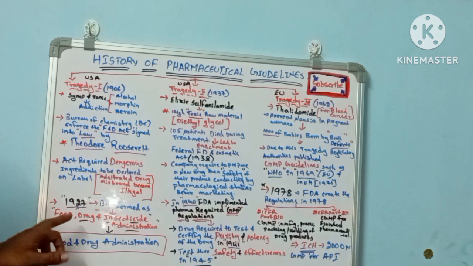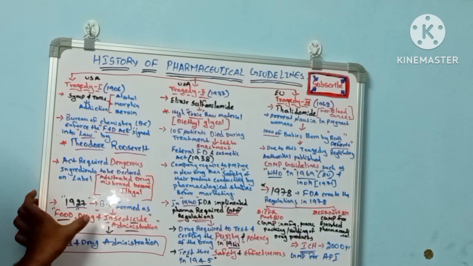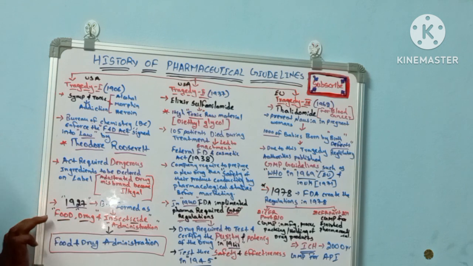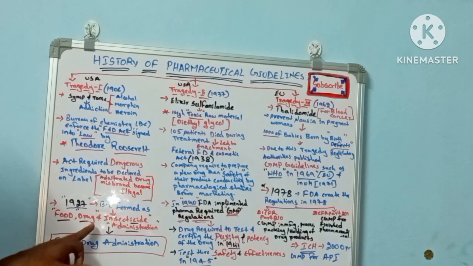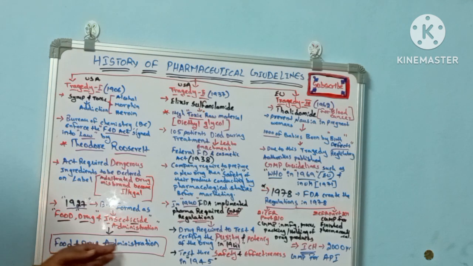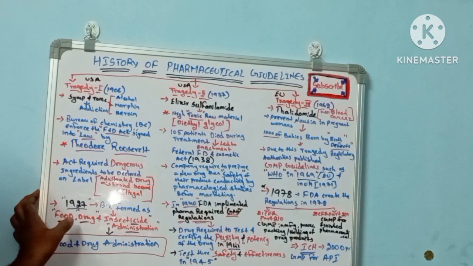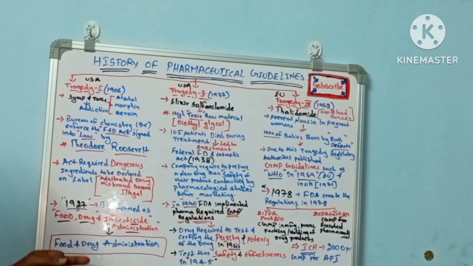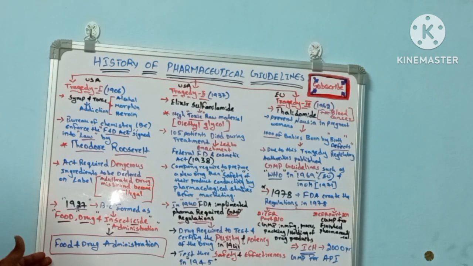In 1927, what happened? The Bureau of Chemistry was separated to form a team called the Food, Drug and Insecticidal Administration, FDIA, for monitoring purposes. After some years, it became the Food and Drug Administration, which we are discussing now. It was formed like that: from 1927 they formed the FDIA, and after some years it became the Food and Drug Administration. So this is the first tragedy for why guidelines were formed.